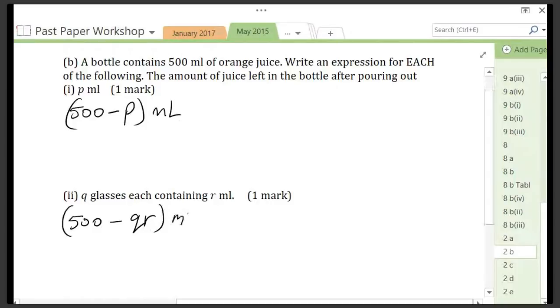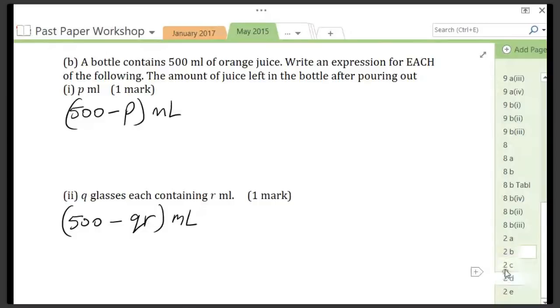milliliters. So I'll go over it again. To find out how much juice is remaining in the bottle, I start with the 500 milliliters. Then I have to subtract. Each glass has R milliliters. So let's say Q is some number. We take that number and multiply by R, which is the number of milliliters in one glass. So QR will give the total number of milliliters of juice that would have been poured out. So to find the amount remaining, I say 500 minus QR. Okay?